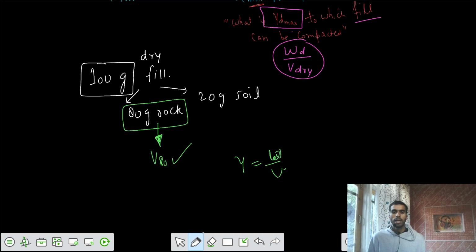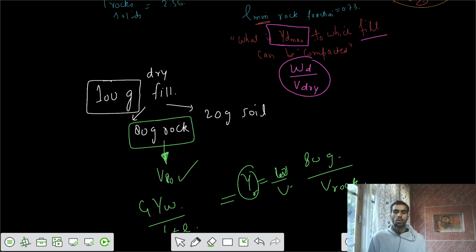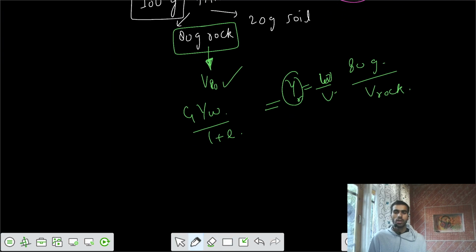If I know we have 80 grams of rock and we need to calculate the volume of the rocks, I should know the gamma of the rocks. For that, I can write the dry density of the rock as G gamma W divided by 1 plus e. Your G for the rock is given as 2.56, so we can write 2.56 times the unit weight of water, divided by 1 plus e.